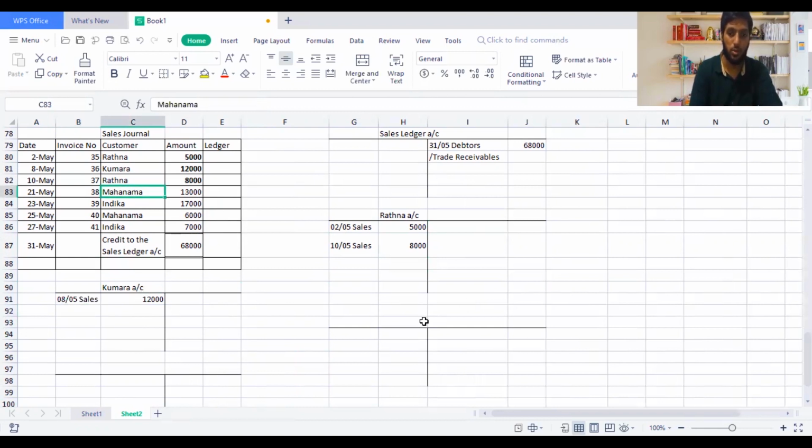Mahanama 13,000. So I'm going to take Mahanama account. And there's another account. What's the account's name? Indica. So I'm going to take Mahanama account first of all. We have 13,000 and 6,000. And we can see the dates. 21st May. And this was 28th May on the sum. I've taken it wrong, guys. Let me check it. Is it 28th May on the last one? Yes, 28th May. And invoice number 41.